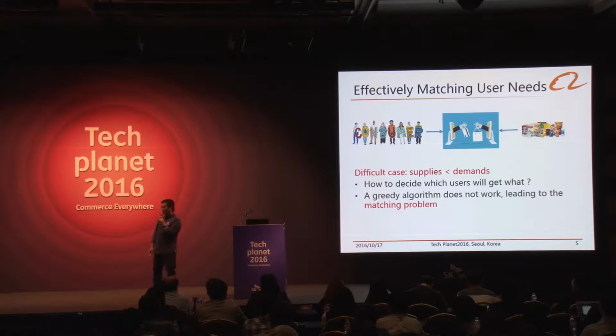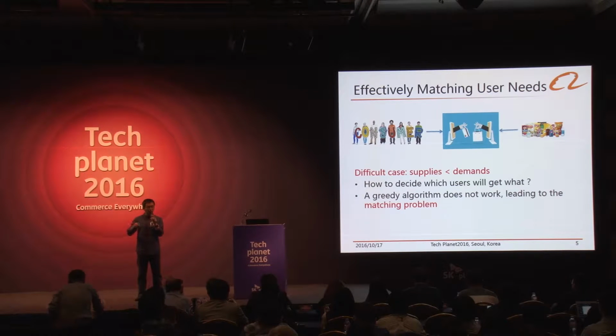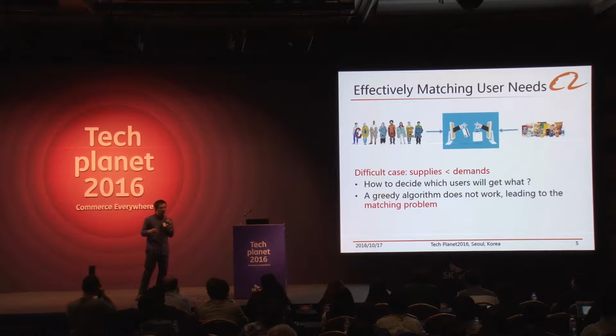Now, when we come to the second case, it is much more challenging. In this case, the supply is much more limited and may not be able to provide exactly what the user wants based on prediction. This is where the matching algorithm, the matching problem, comes into play. And that's the topic of the talk.